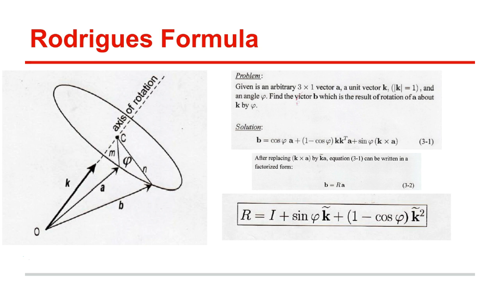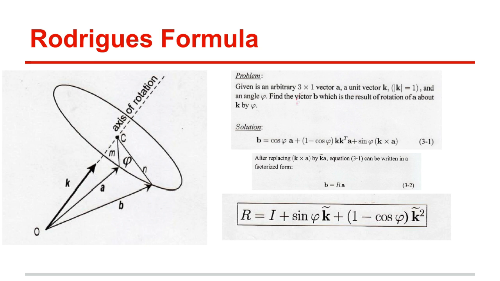So the first thing I want to go over is Rodrigues' formula, and what Rodrigues' formula is, it's a way to basically rotate a vector about another vector to get an end result. So for example, in this case, you have vector A and you're rotating it about vector K to get vector B. Vector B in this case is the result of rotating A about K. K must be a unit vector. That is very important. This won't work unless K is a unit vector.